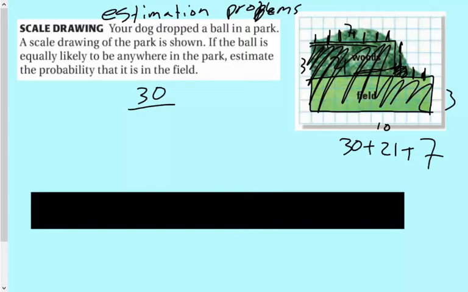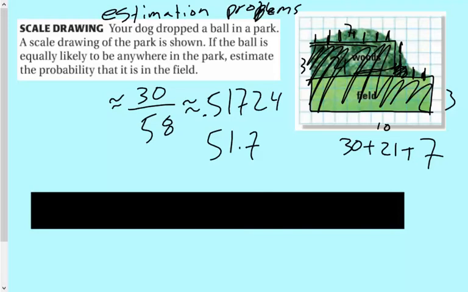You're not going to get an exact answer because the shape isn't a perfect shape, but we can find the area. So with that being said, I'm getting a full area of the 30 plus the 21 plus like 7 more approximately full boxes. So we'll say 58. So 30 divided by 58, the probability that it's in the park, we'll just put approximately here. Approximate. 30 divided by 58 is 0.51724, so about 51.72%. So it's about a 50-50 chance.